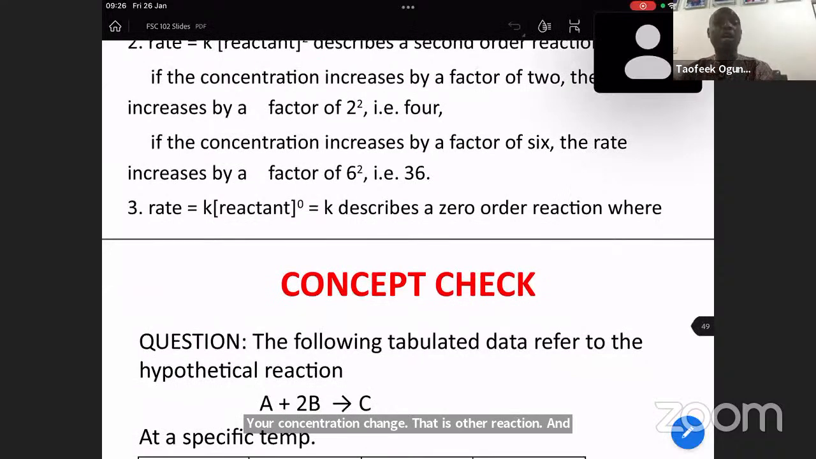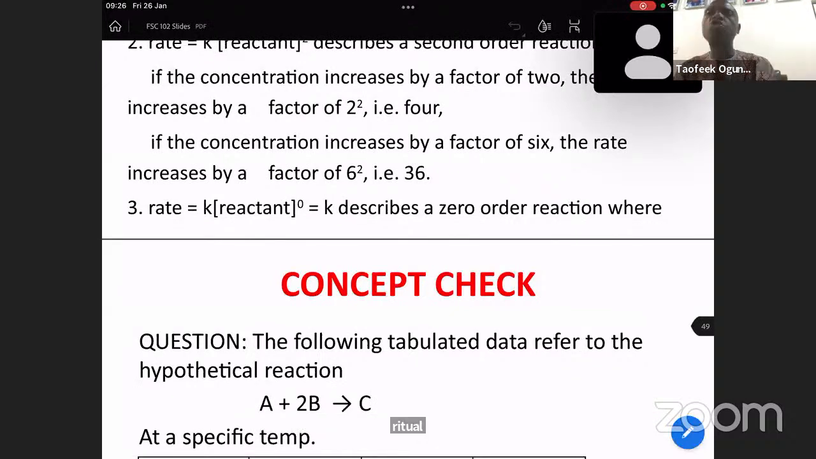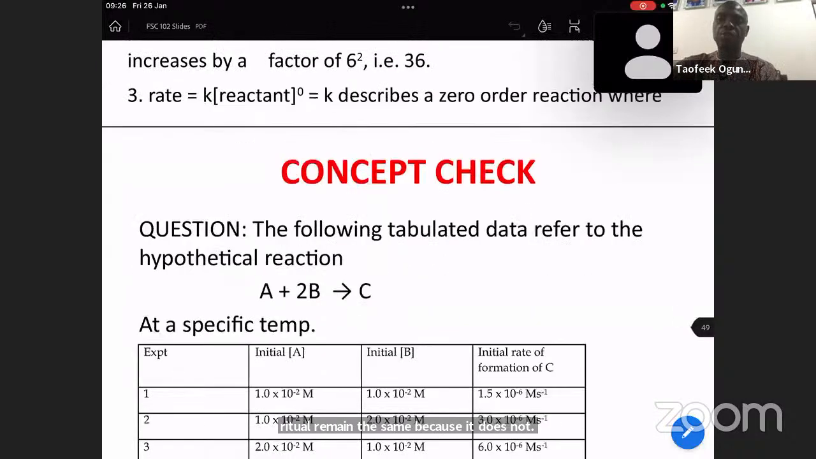We already said for a zero order reaction, it doesn't matter what you do to concentration, your rate will remain the same, because it does not. That means the concentration of that reactant does not affect the rate of reaction.